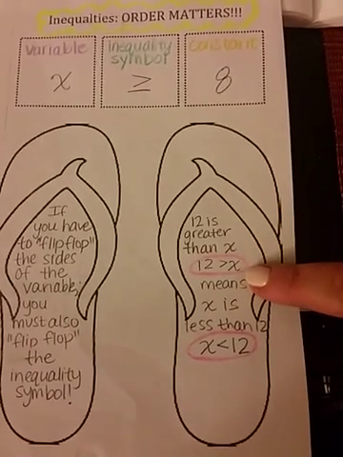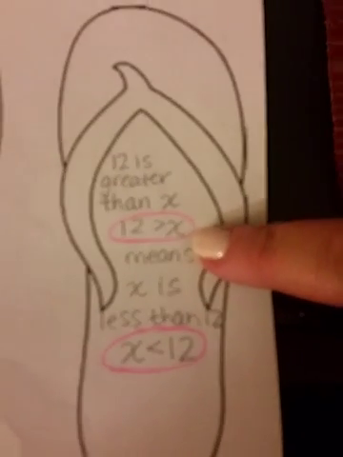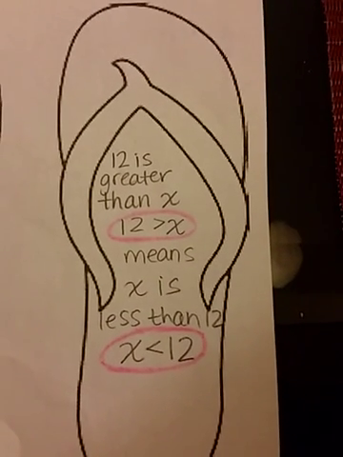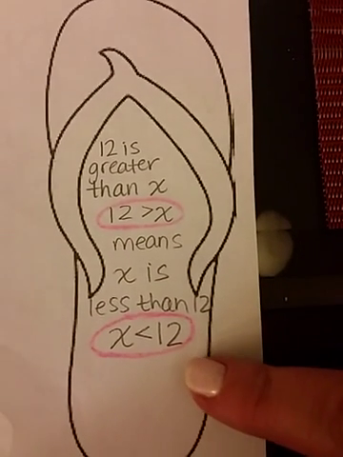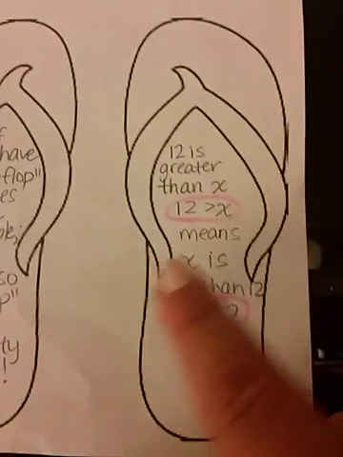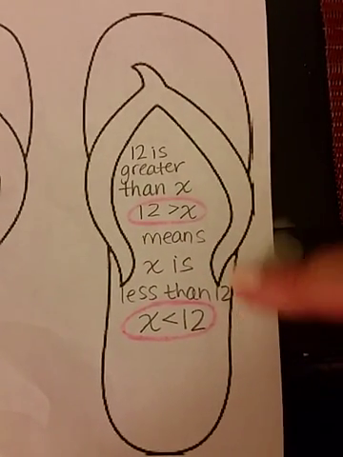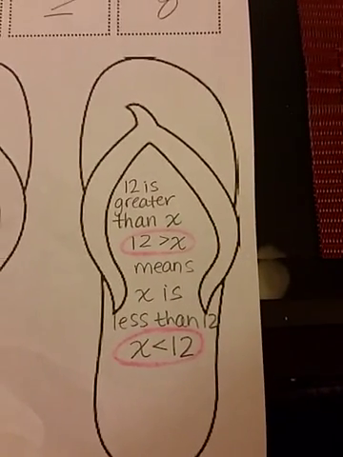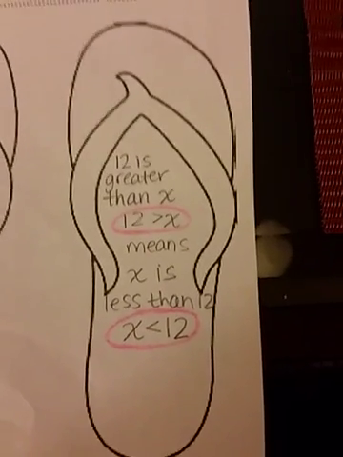For instance, if we had 12 is greater than x, we would need to flip-flop the inequality to make it x is less than 12. These 2 meanings say the same exact thing. All right, we're ready. I'm going to start to do some examples in the next clip.